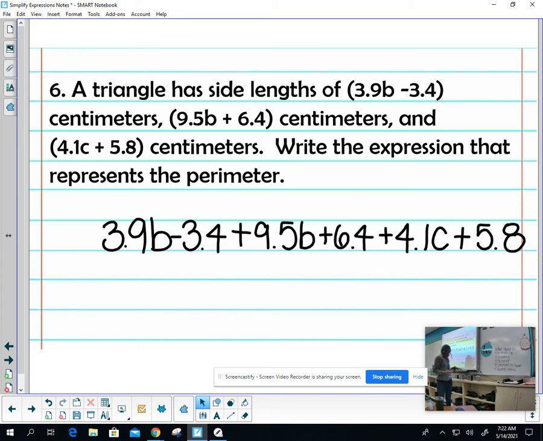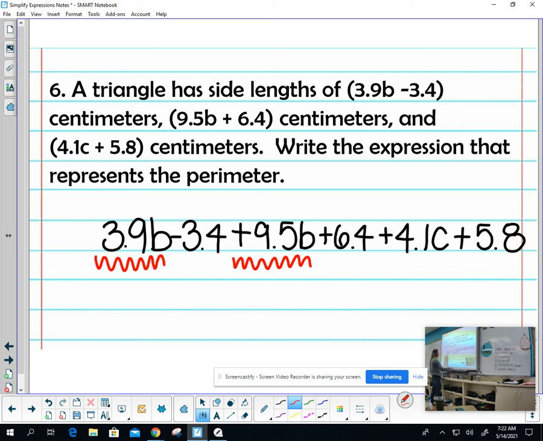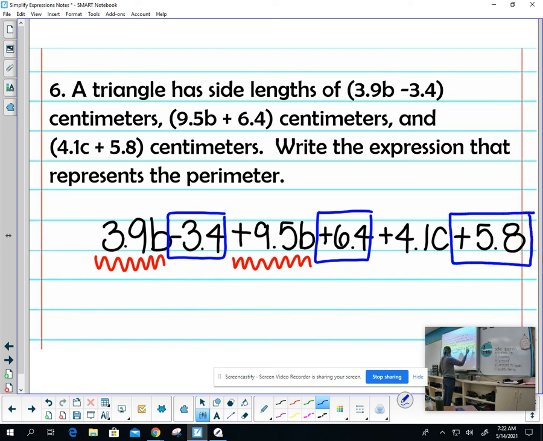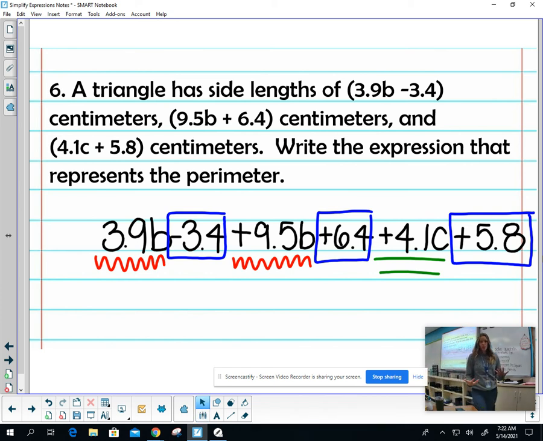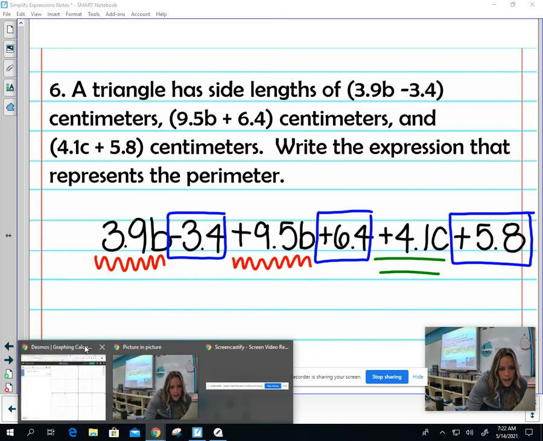Feel free to pause as needed. So I'm going to look, and I am going to underline my B's. Notice I'm also underlining the operation that goes with that term. Then I have a negative 3.4, a positive 6.4, a positive 5.8, and then I have a lonely C here. Feel free to use Desmos. I'm going to notice I have a positive 3.9 plus 9.5.